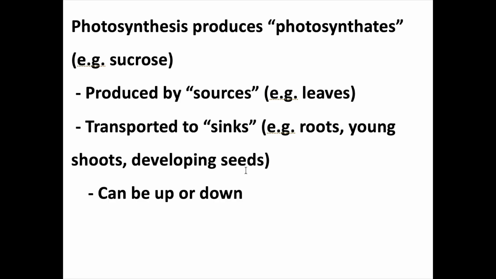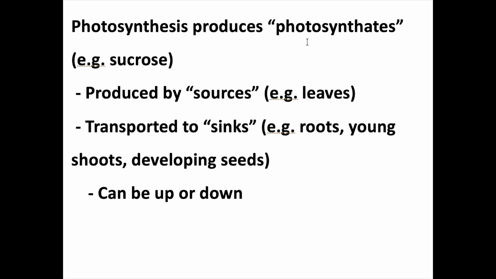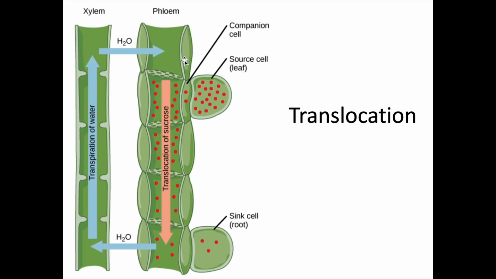And importantly, this can be up or down. This process, to go back to water, was always from the ground up to the leaves. But this process of moving photosynthates can be from the leaves down to the roots, or from the leaves up to developing seeds, or from the leaves up to young parts of the shoot. This could be in either direction. That being said, the example is showing movement from up to down, but it could be either direction.